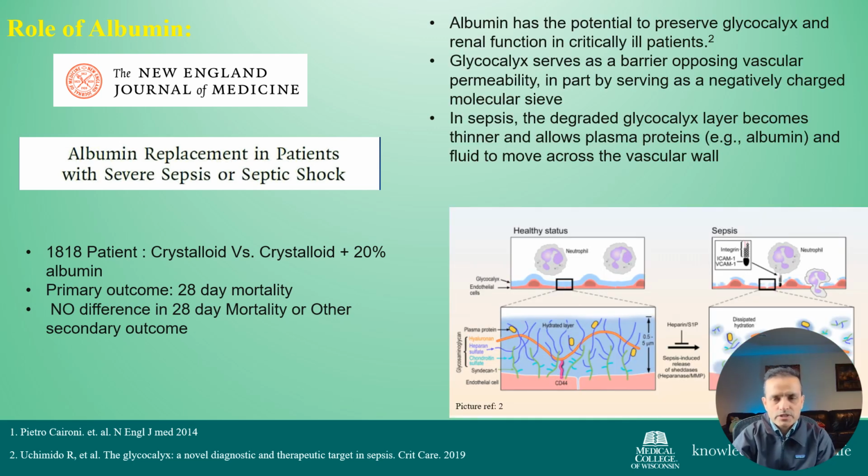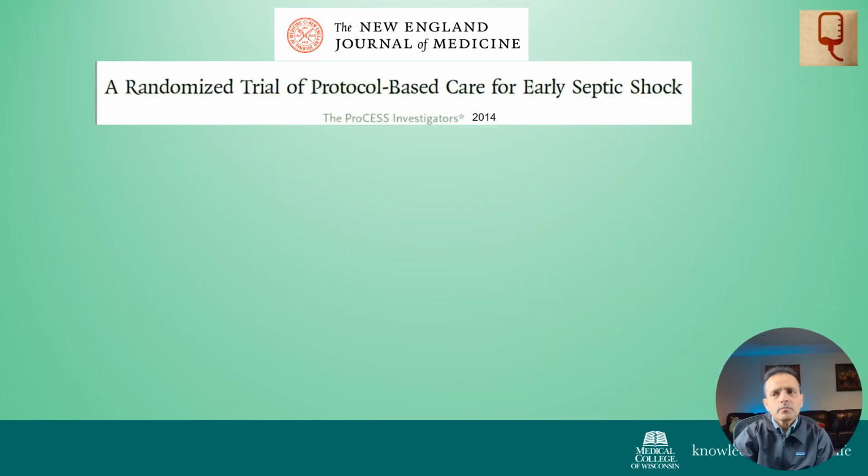Then there was another study in 2019, where they found that albumin is supposed to maintain the glycocalyx, which is messed up in people with sepsis. So in sepsis patients, after giving fluid, you're supposed to give a dose of albumin before you put them on vasopressors. Then over time, after early goal-directed therapy, people became super excited.